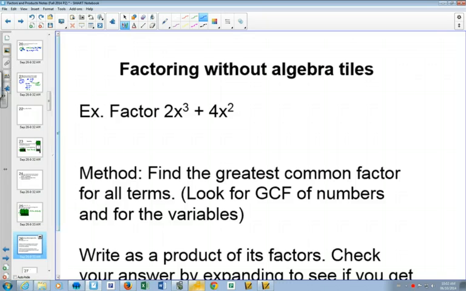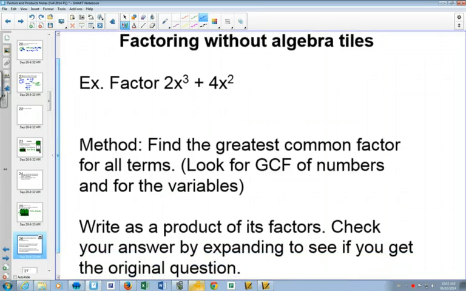Okay, so to factor without algetiles, you're going to look at the numbers and ask: is there a greatest common factor between 2 and 4? Is there something I can divide both those numbers by? Yes, I can divide both 2 and 4 by 2. Then I look at my variables. Are there variables in common? The first one has x cubed. The second one has x squared.